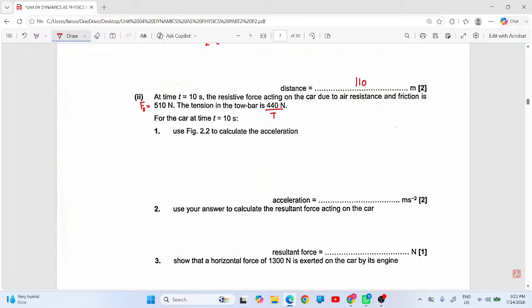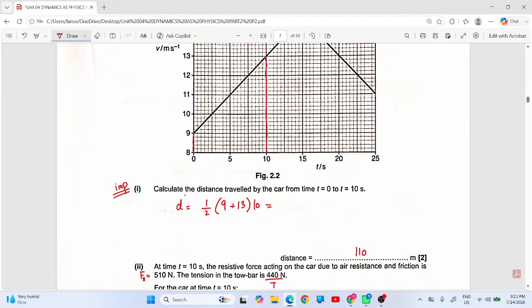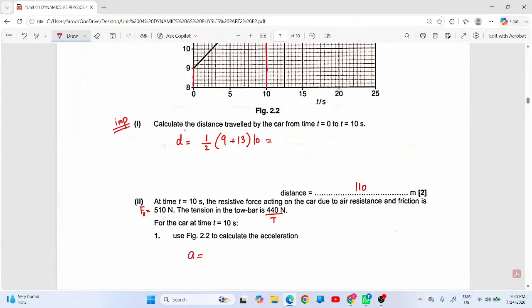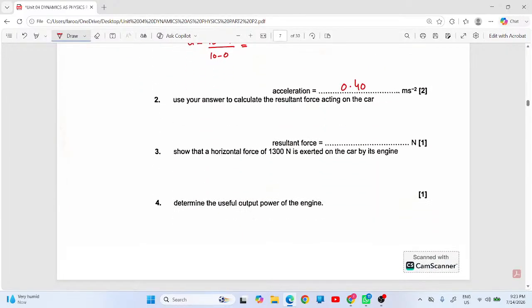How will we find acceleration? You took the gradient. 13 minus 9 divided by 10. This is easy. The gradient of the speed time graph is, so you put 13 minus 9 divided by 10. Okay. Next, check. Equal to 0.40. 0.40. Yes.